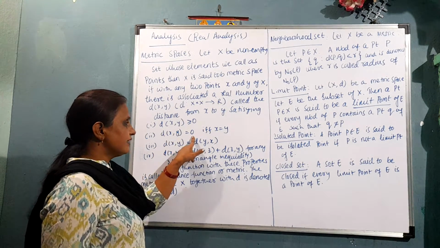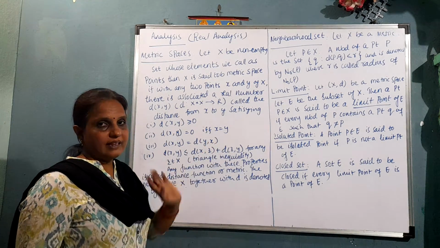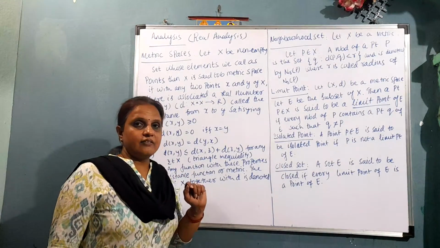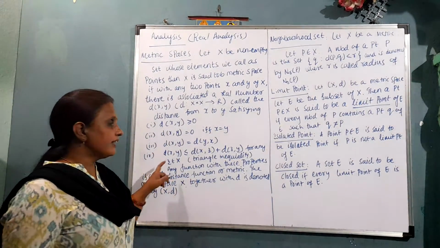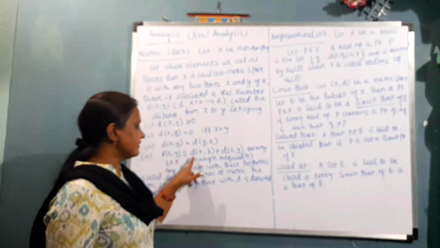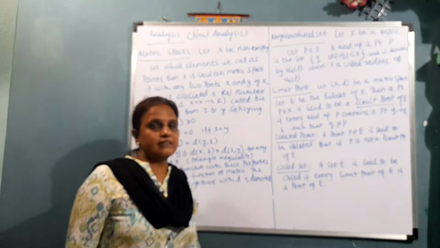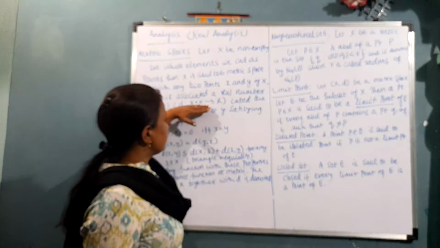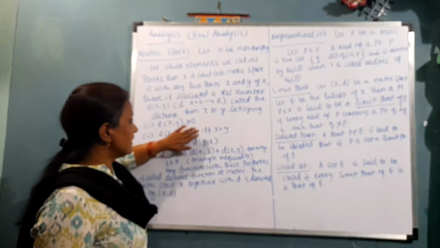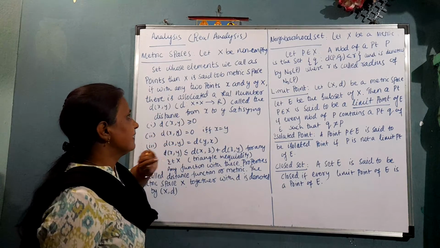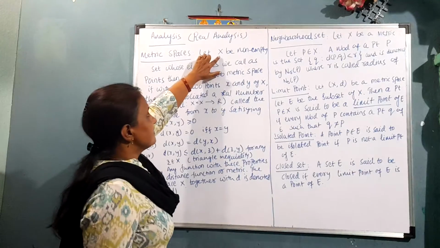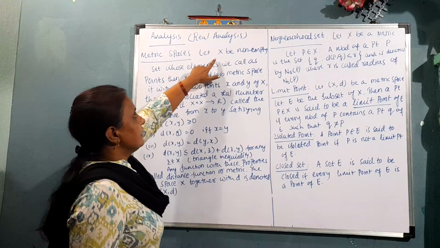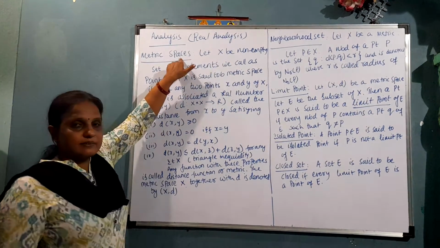d of xy equal to 0 if and only if x equal to y. d of xy equal to d of yx, and the triangular inequality, d of xy is less than or equal to d of xz plus d of zy. If this function satisfies these four properties, we call it a metric. If X is having such a metric, then X is called a metric space.